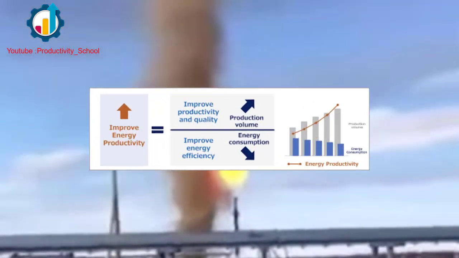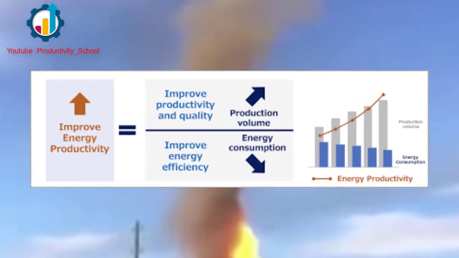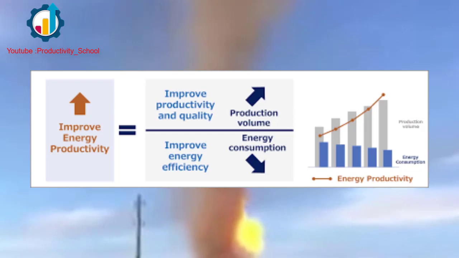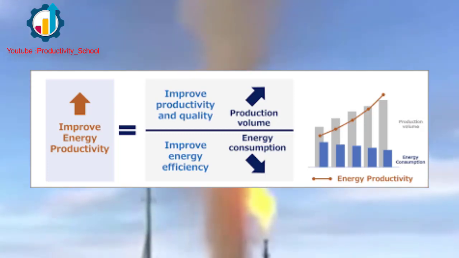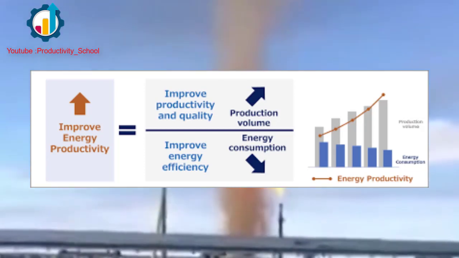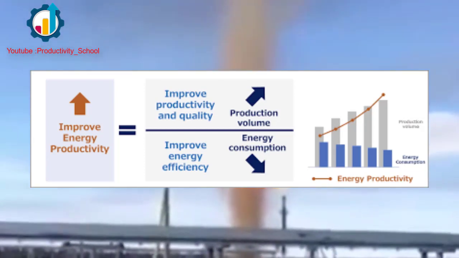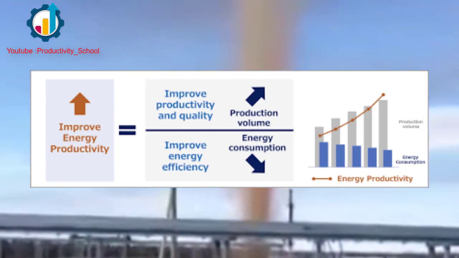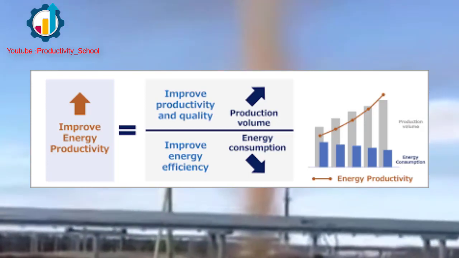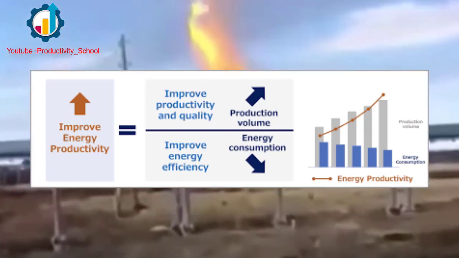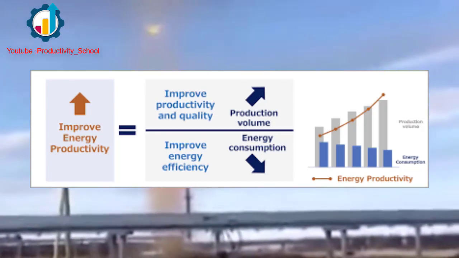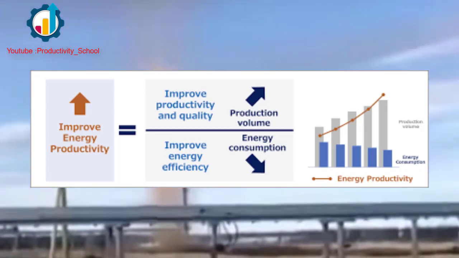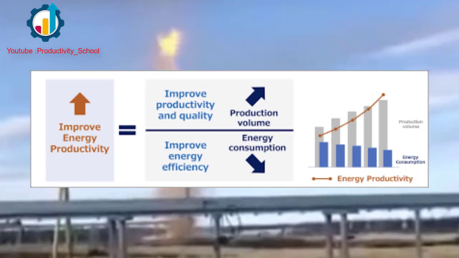Energy productivity refers to the amount of economic output or value created per unit of energy input. It is a measure of how efficiently energy is utilized in generating goods and services. Energy productivity is often expressed as a ratio or index, indicating the level of output achieved relative to the energy consumed.